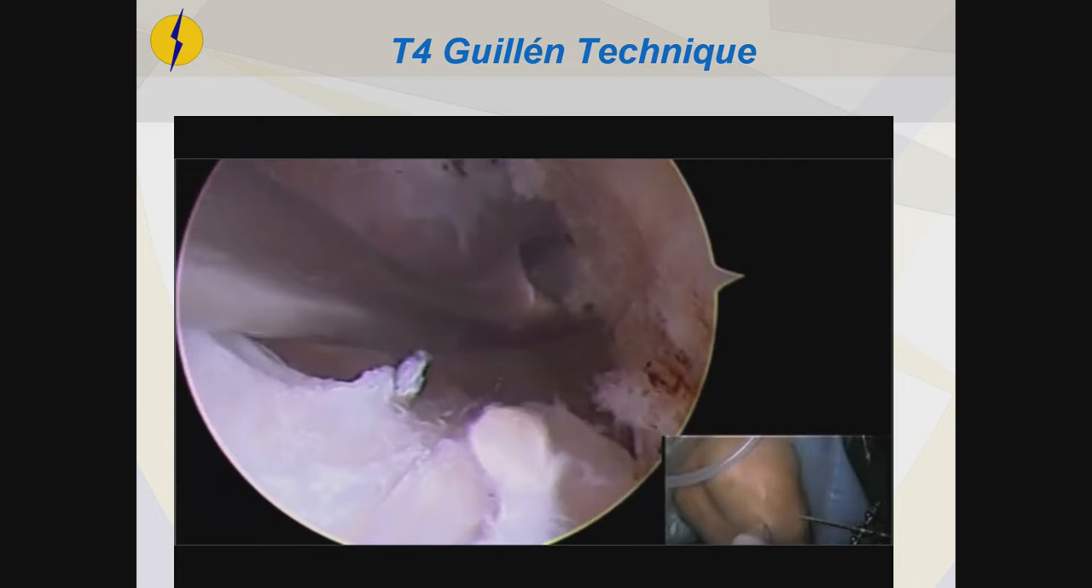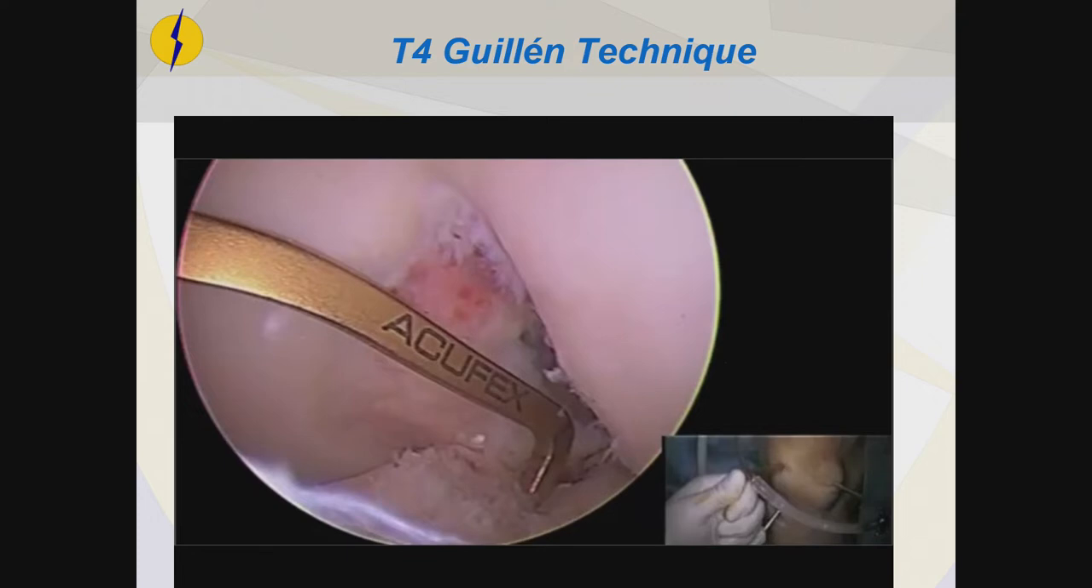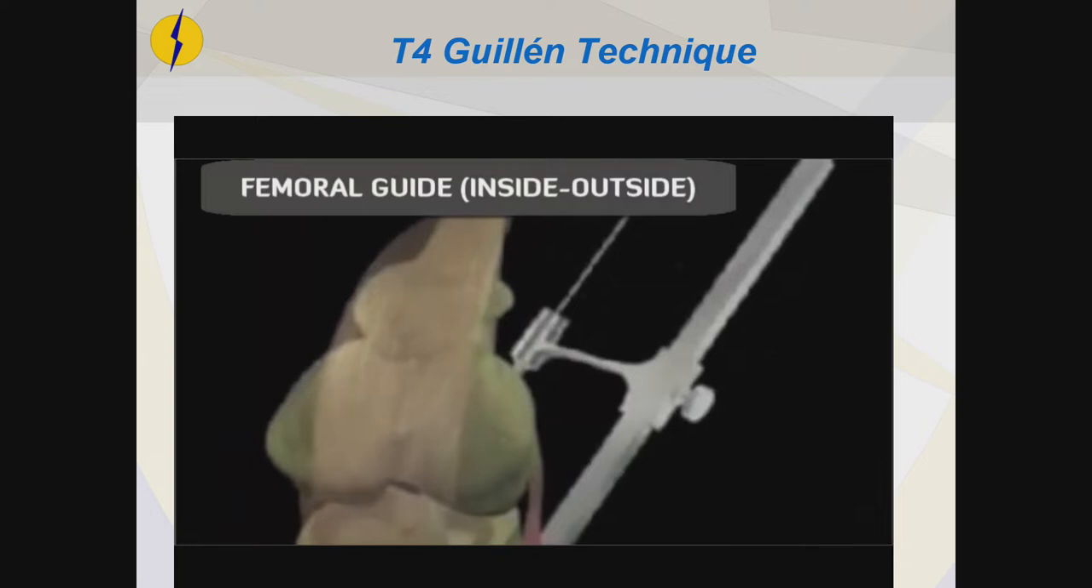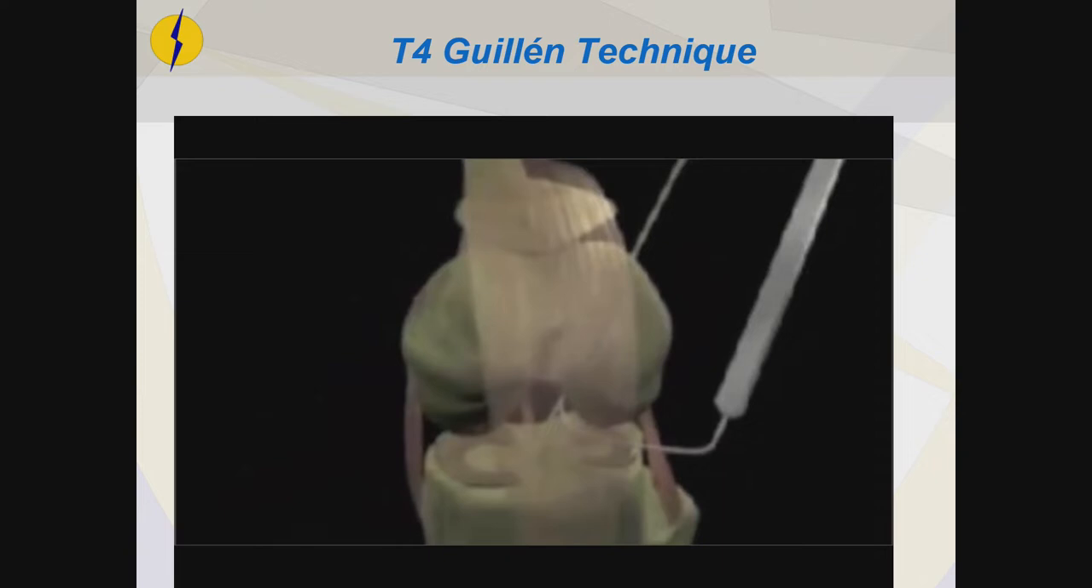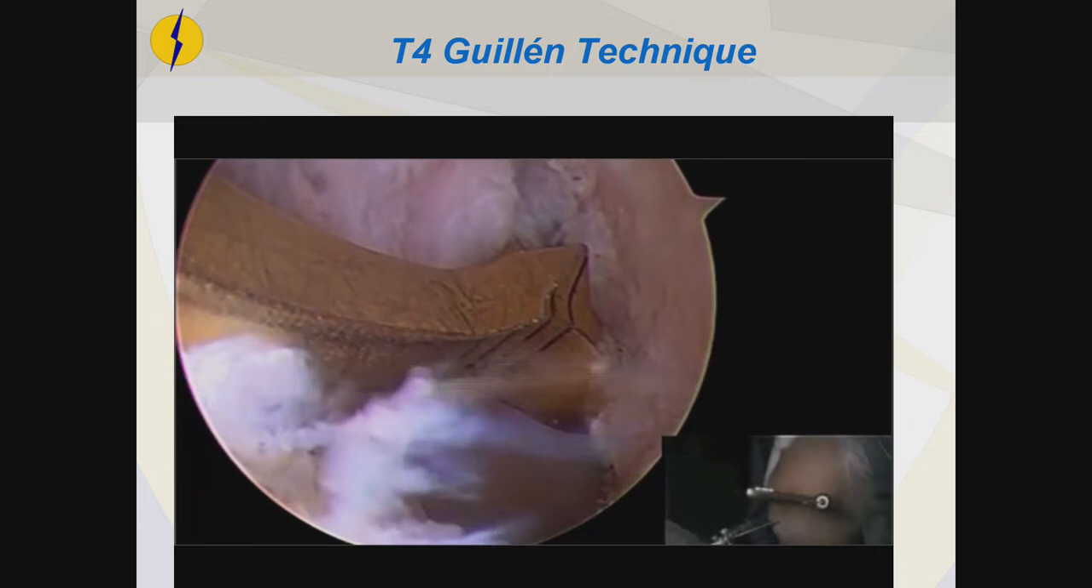And then we use guides for the femoral and tibial tunnel using a wire, but always with arthroscopy control. Don't forget to place it a little bit posterior if you have a recurvatum knee. With the femoral, we do the same with the wire. And after, here is the arthroscopy control of the right position of the femoral tunnel. It must be posterior.